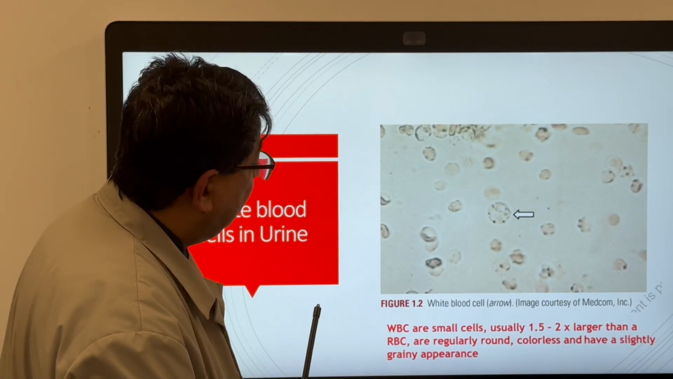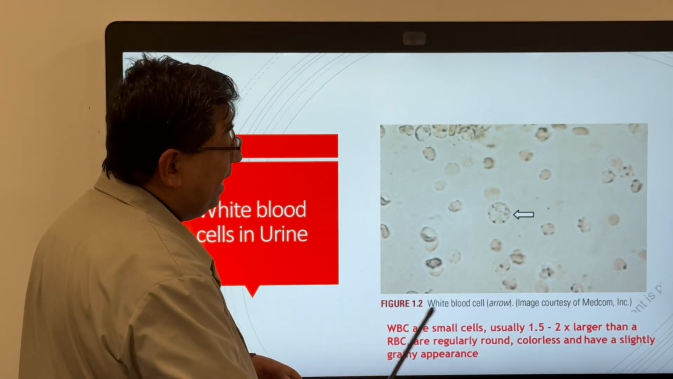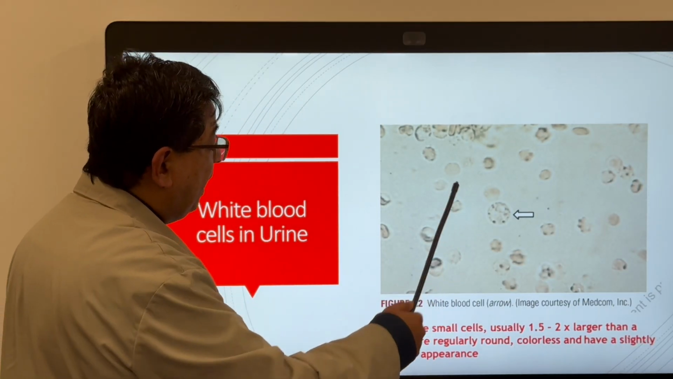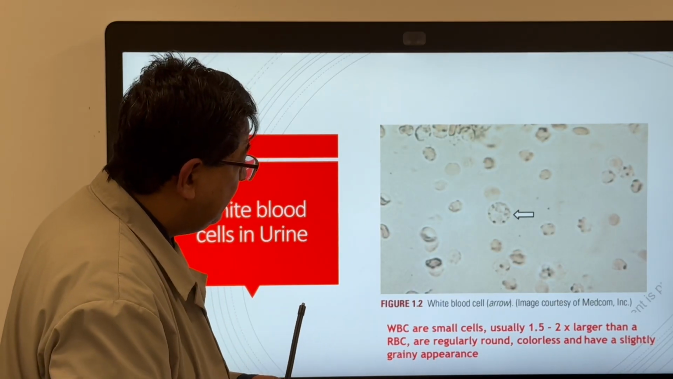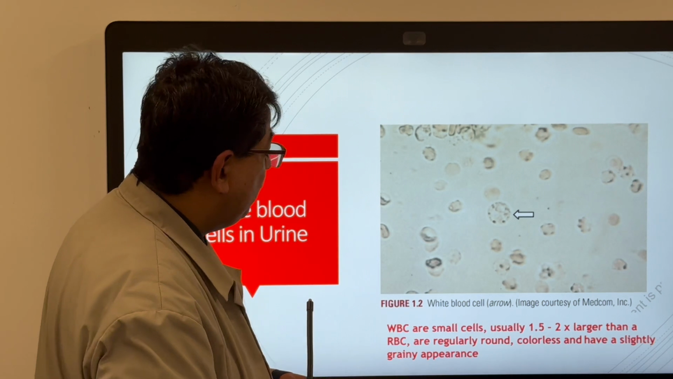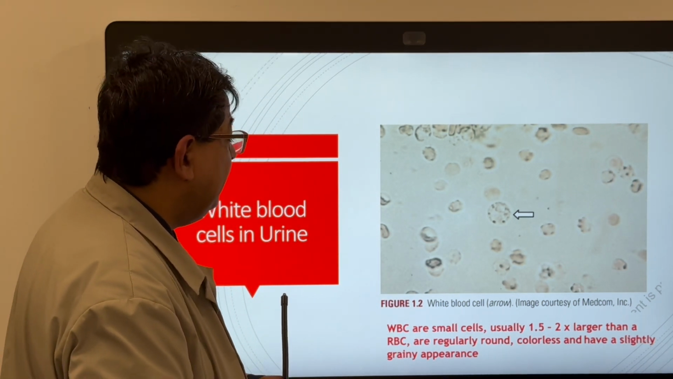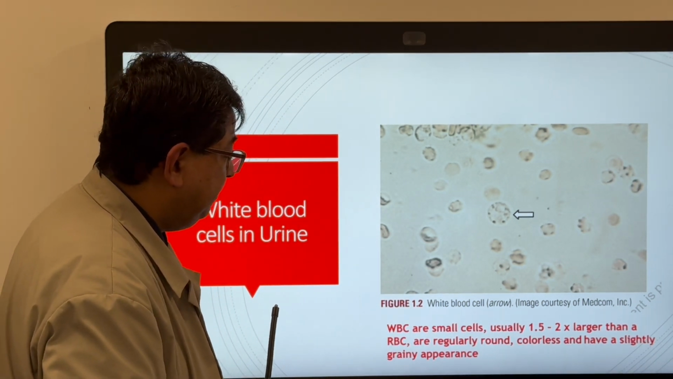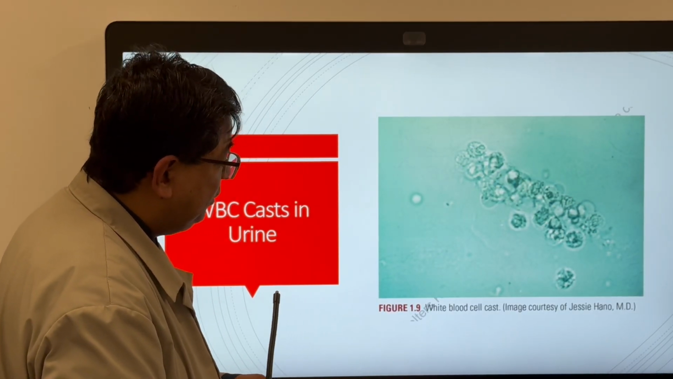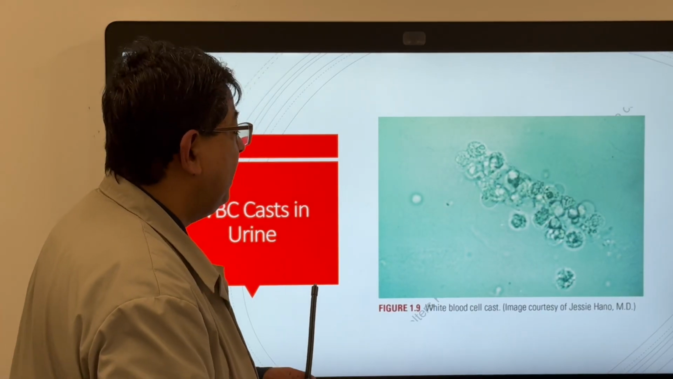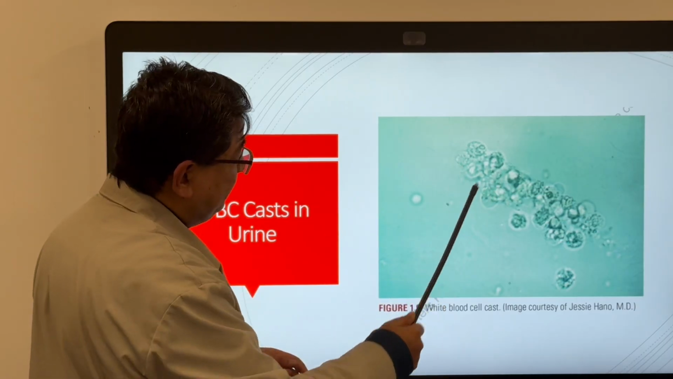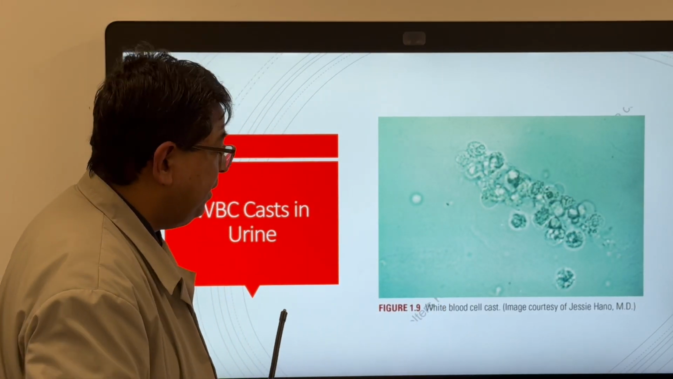White blood cells are a little bit larger. They're about 1.5 to 2 times larger than the red blood cells. They are round and usually colorless, and you can actually see a few grains inside, kind of a grainy appearance, and that's a typical white blood cell. And the white blood cells, when they coalesce inside a tubule, will form casts with this appearance, where you can see kind of individual white cells within the cast, much larger than a red blood cell.